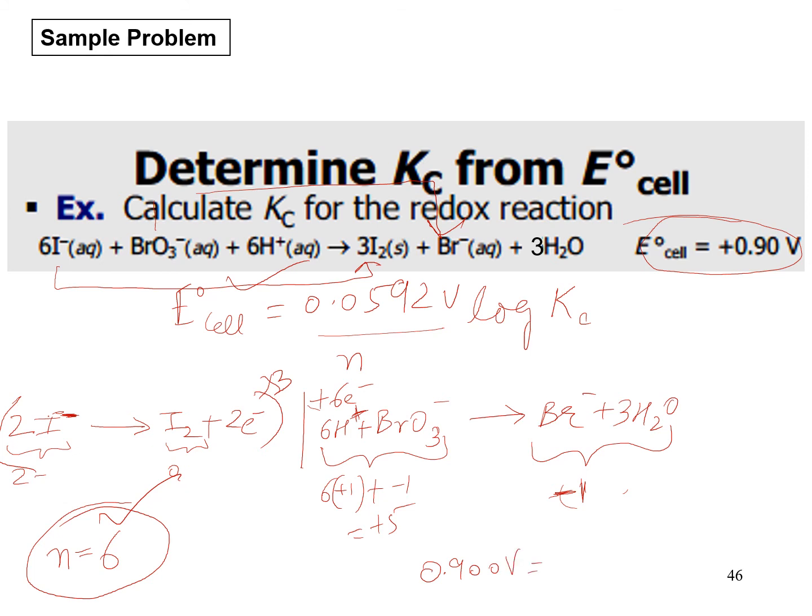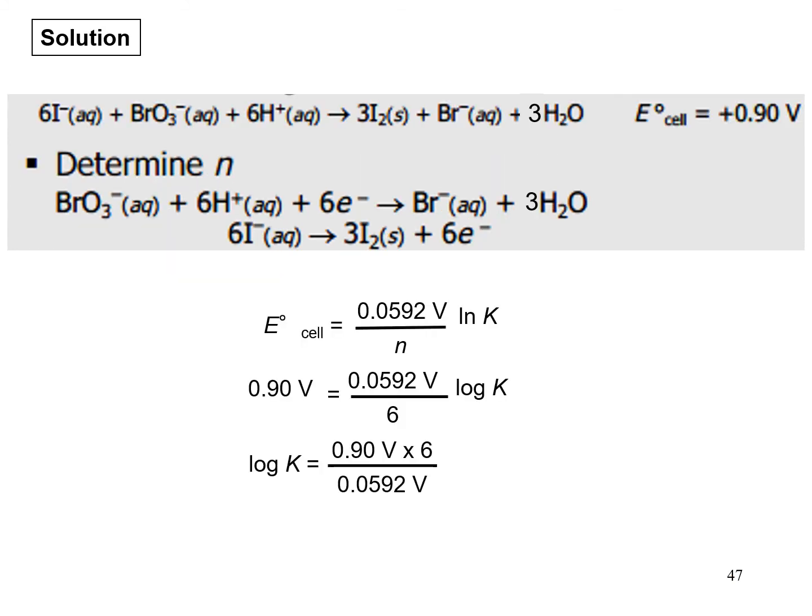0.90 volt is equal to 0.0592 volts divided by 6 times log Kc. Right? So if you try to solve for this, you have to take the entire log of everything. Solved right here for you. So to cancel this out, you multiply both sides by 6 and divide both sides by 0.0592. That would give you this right here, and then you take the entire log of this, and that would give you K as 1.6 times 10 raised to the power 91.